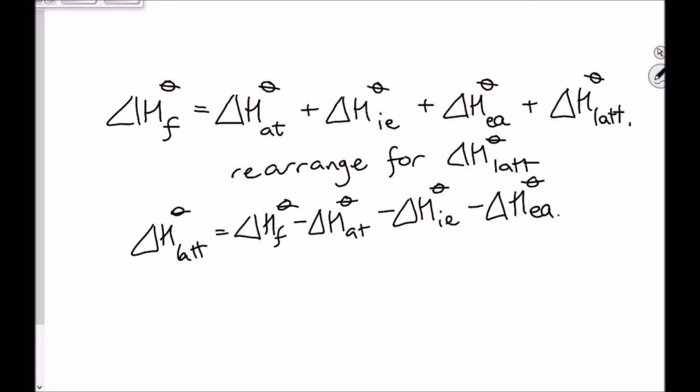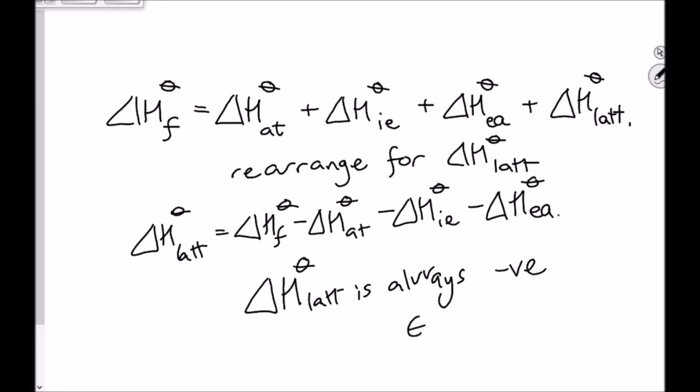You can probably see just by looking at that that the delta H lat is always going to be a negative number. There's a lot that we're taking away there from the enthalpy change of formation. So delta H lat is always negative, so it's always going to be exothermic. And of course, the magnitude of how exothermic it is matters: the more exothermic, the stronger the lattice. Less exothermic means a weaker lattice.